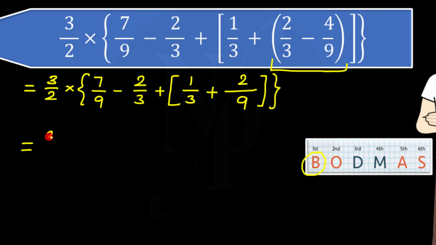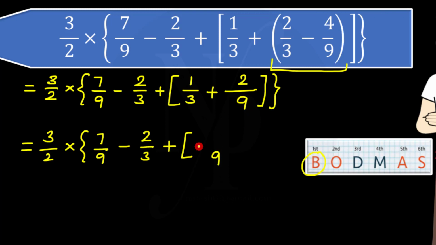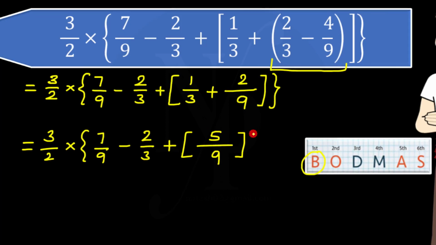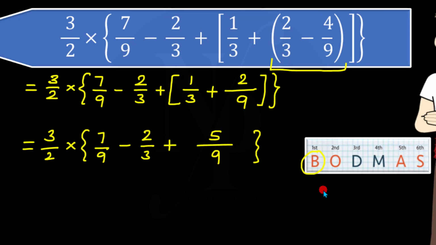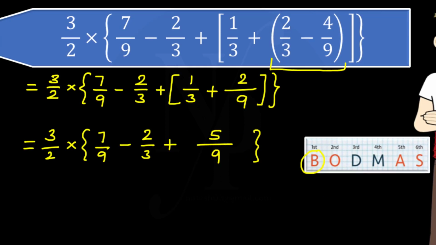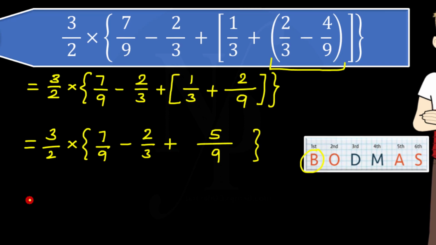Now I write 3 by 2 into open flower bracket 7 by 9 minus 2 by 3. Now we simplify the terms within the square brackets. LCM of 3 and 9 is again 9. So in the numerator I get 3. 3 plus 2 is 5. So I get 5 by 9 within the square brackets. Square brackets are removed since there is only one term within the square brackets.